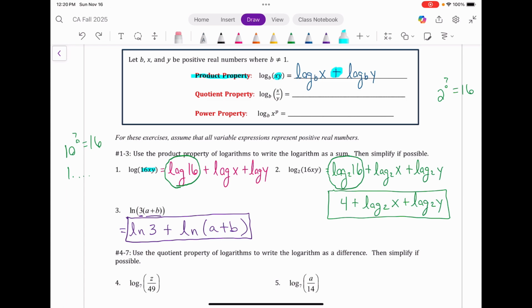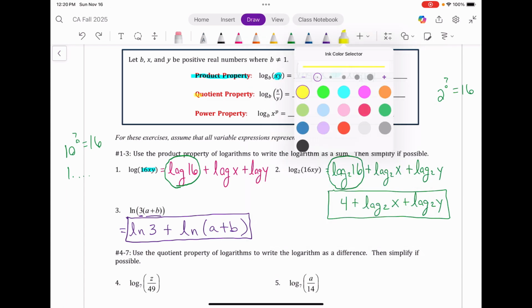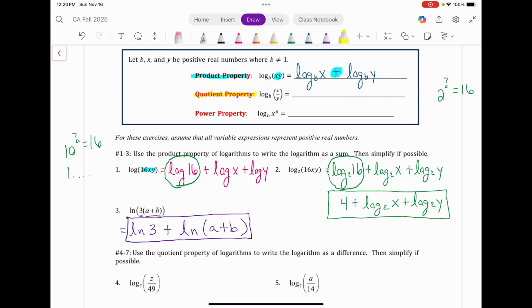Don't do too much. Okay, so the next property is called the quotient property. This says if you have division inside the argument of a log, you can separate it through subtraction. So it would be log base b of x minus log base b of y. So whatever's in the denominator of the argument, in this case y, it'll have a minus attached to it in front.